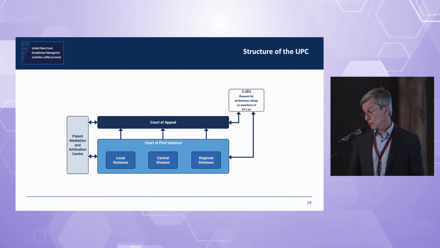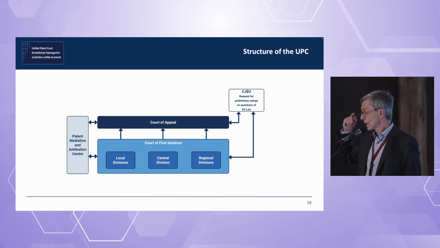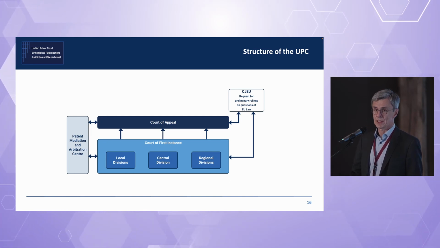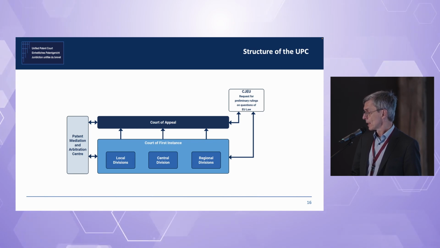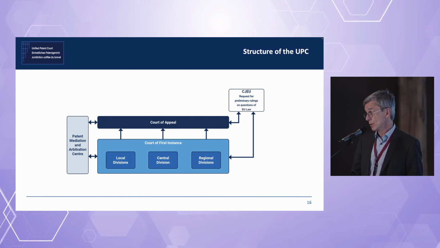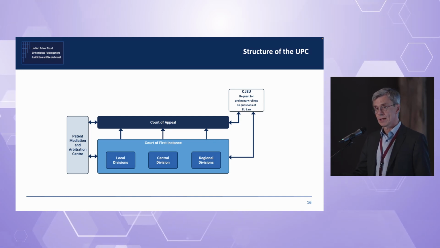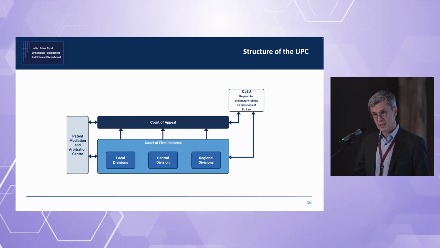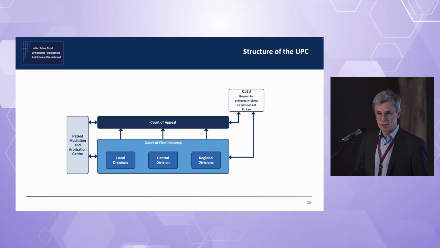Now you see the structure of the court. You see the Court of First Instance, which has a number of local divisions. It has one regional division at the moment, and can have more in the future, but at the moment only one. And it also has, of course, a Court of Appeal located in Luxembourg. And both instances are either allowed to make referrals to the European Court of Justice, or they are obliged to make referrals to the European Court of Justice, like in the national systems.